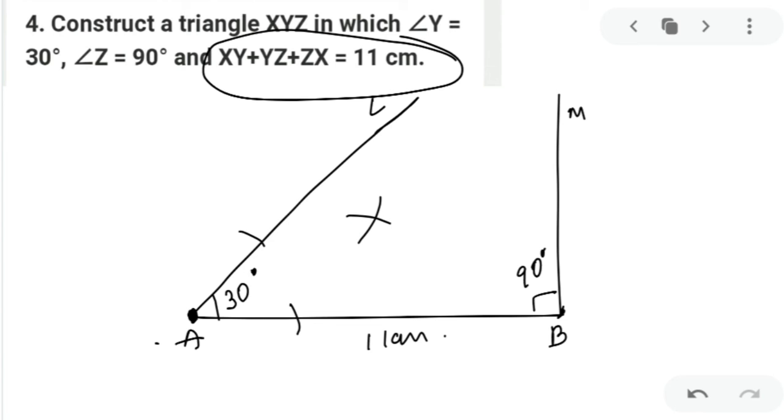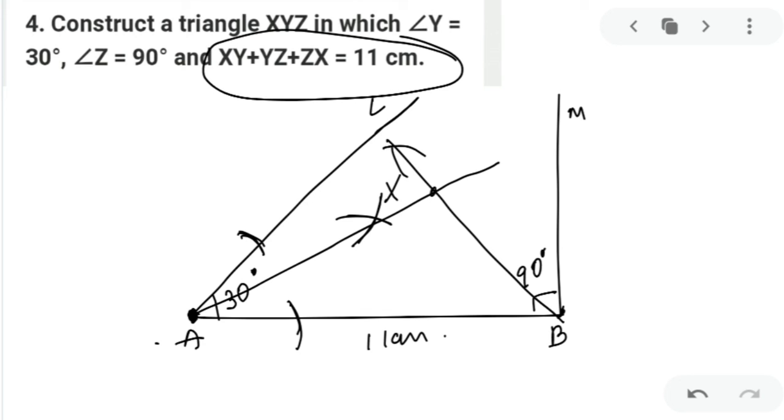You know very well how to bisect. You have to make an arc. Put the compass on A. Make an arc here, here, and with the same measurement, make an arc here. Make the bisector of MBA also. Where they intersect, you can name this as X.